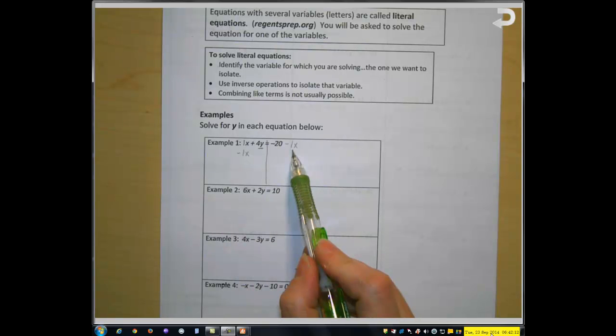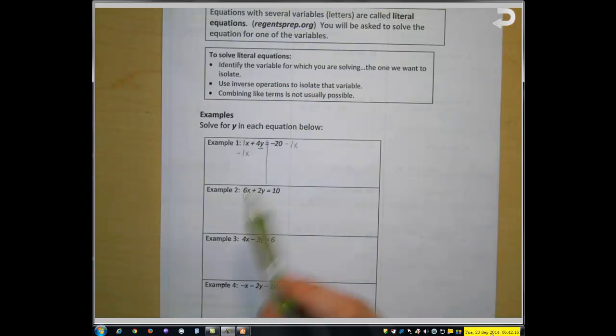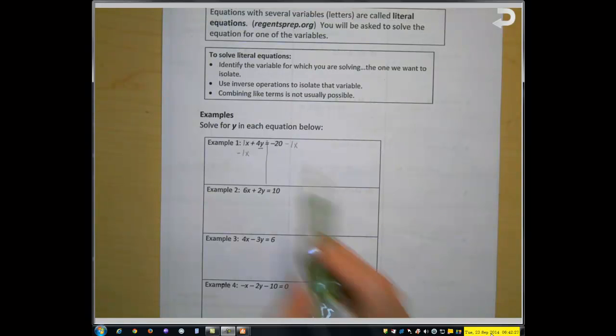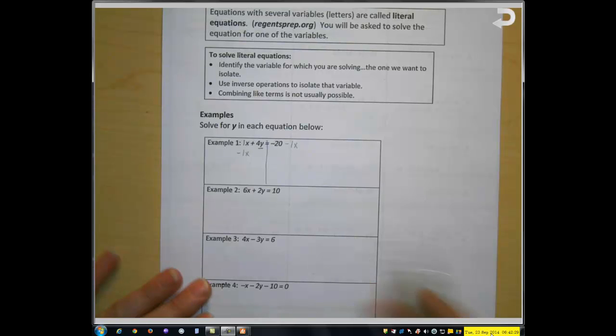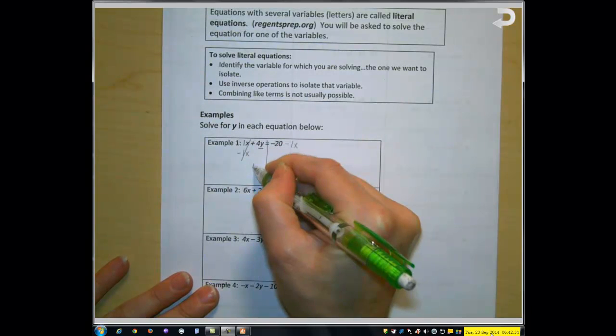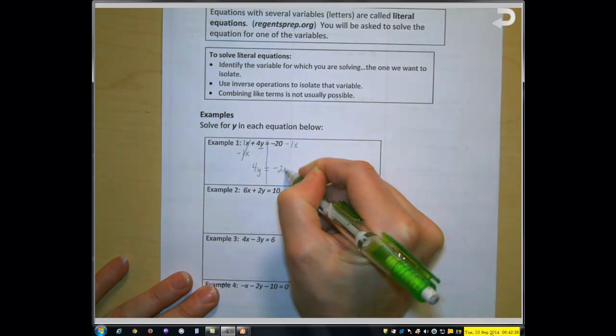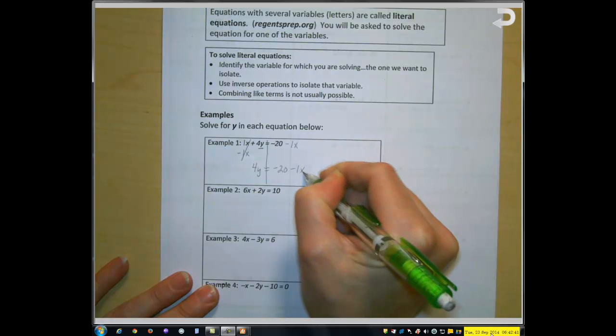Now notice how I did not put the negative 1x underneath the negative 20. Why would I put it beside it instead of underneath it? Well, it's because negative 20 and negative 1x are not like terms, so I cannot combine them. So I'm just going to write them next to each other. Okay, so let's simplify this side of the equation. We have 4y equals negative 20 minus 1x.